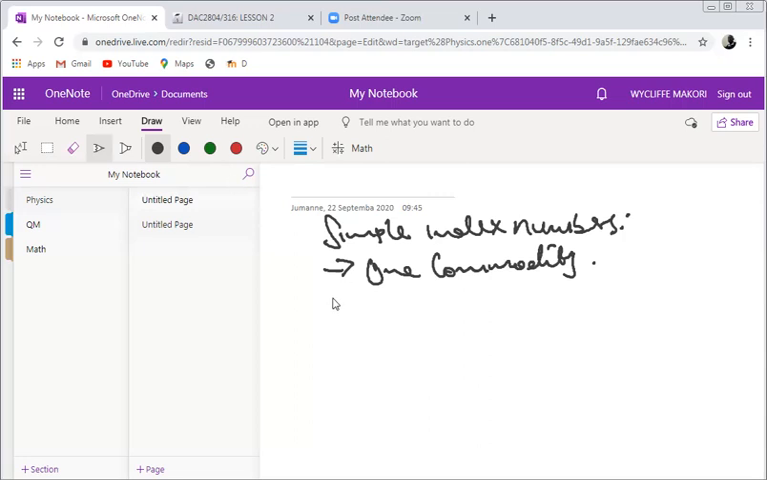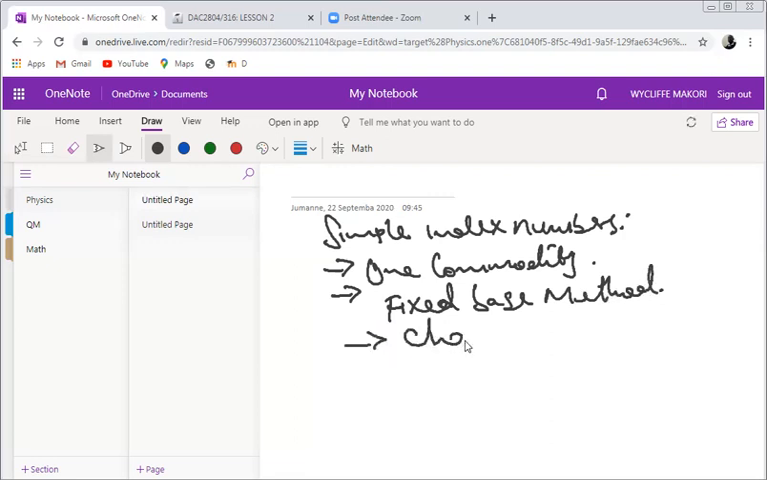And under the simple index number, we have two methods that we normally use to calculate the simple index numbers. Number one is known as the fixed base method, and the other one is the chain base method. If we start with the first one, the fixed base method, as the term itself suggests, it is where the base year is fixed.